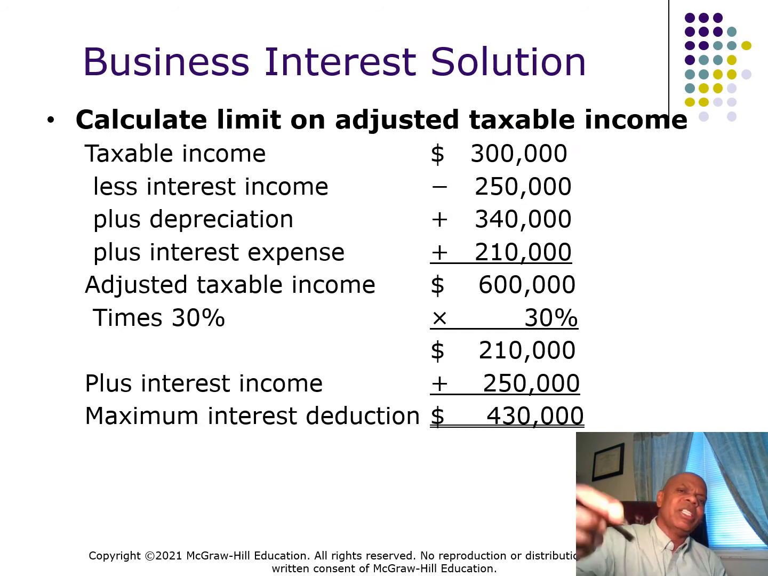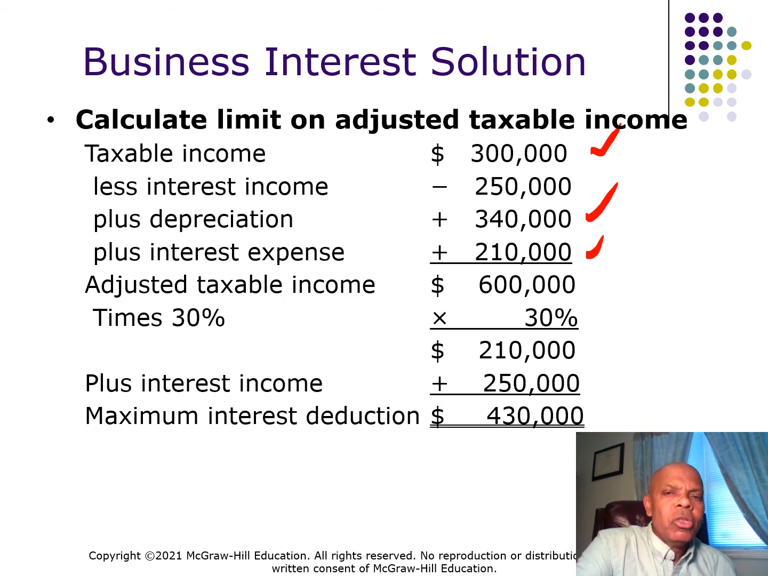Okay, start with taxable income. They say 300,000. Everybody see that? Interest income, that's 250,000 included there, so you've got to take it out. You minus that. And you add depreciation, the depreciation you deducted. You've got to add it back. And again, the interest expense you deducted, you have to add it back, so that's why you take it out. Now we have adjusted taxable income of 600,000. Everybody good so far? 600,000.